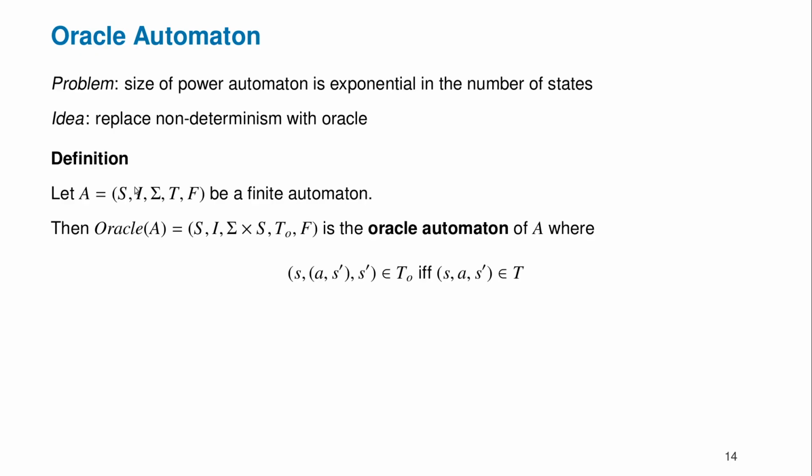So we have again given a finite automaton A, and the oracle automaton of A extends the alphabet. The alphabet is now a set of pairs where the first component is sigma, so an element of the original alphabet, and the second component is a state.